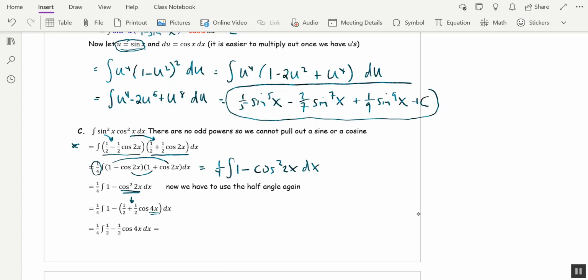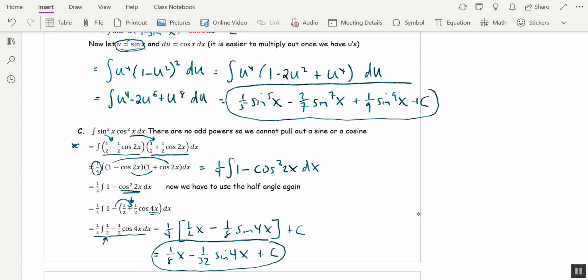So you have to double the angle, all right? Then combine like terms. 1 minus a 1/2 is a 1/2. And then I distributed the minus, and so I have this integral here. And now I can go ahead and integrate. This is 1/4, 1/2 x minus 1 over 8 sine 4x plus c, which is 1 over 8 x minus 1 over 32 sine 4x plus c.